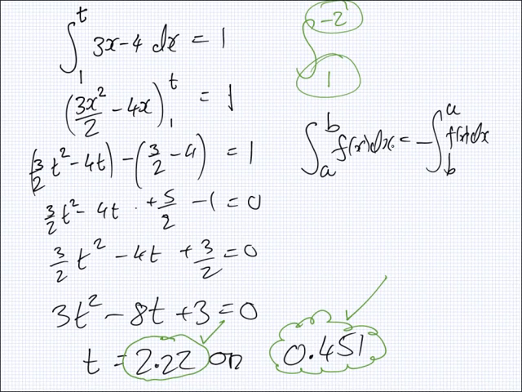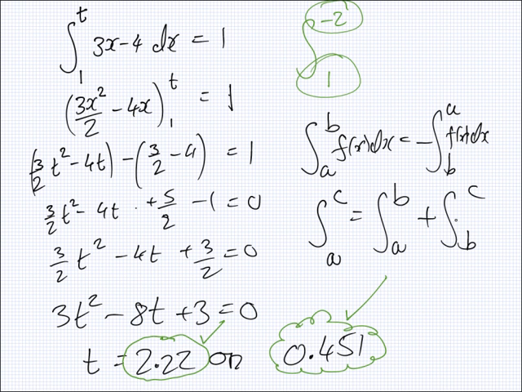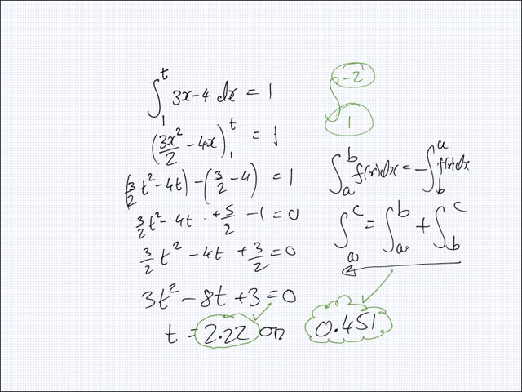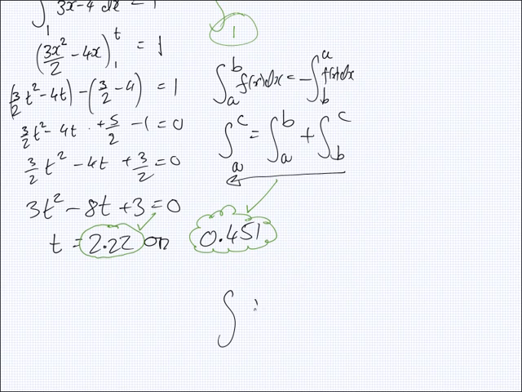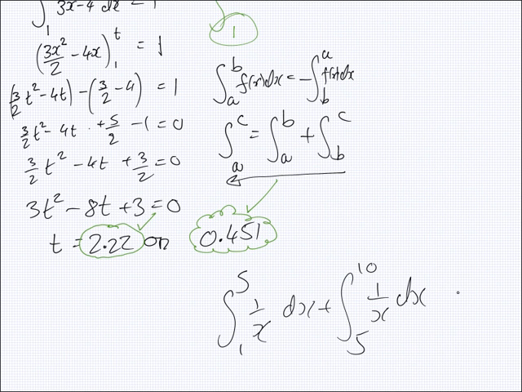There is this one too. If you integrate from a to c, that's the same as going from a to b plus b to c. So you can take two integrations into one if you have the right limits. So if I said a problem like this, integrate 1 over x from 1 to 5 dx plus the same thing from 5 to 10, you're allowed to do just 1 to 10.